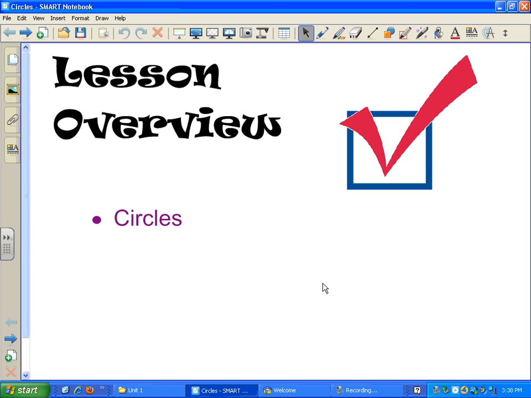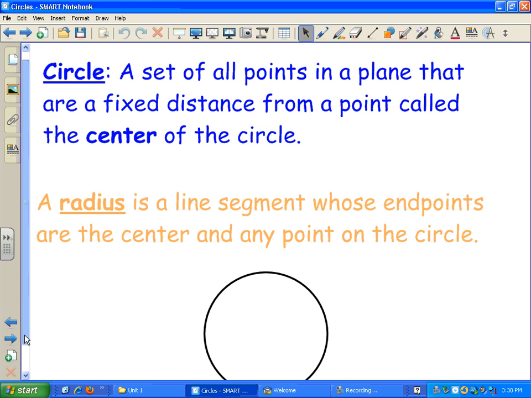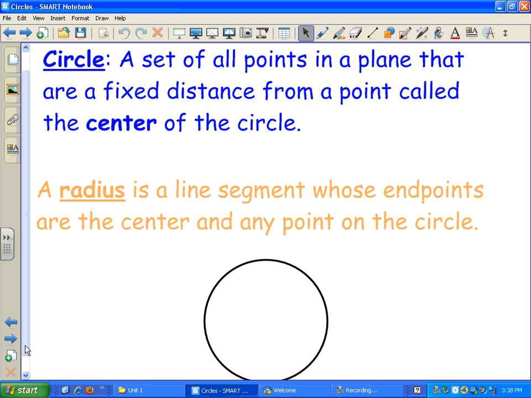In this lesson, we are going to take a look at circles. So let's begin. First of all, a definition of a circle is a set of all points in a plane that are a fixed distance, meaning the same distance, from a point called the center of a circle. So go ahead and copy that down into your notes.